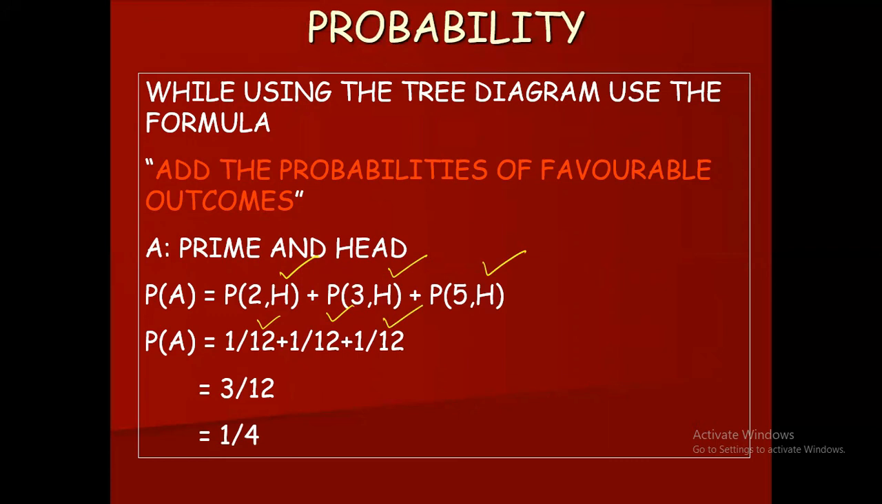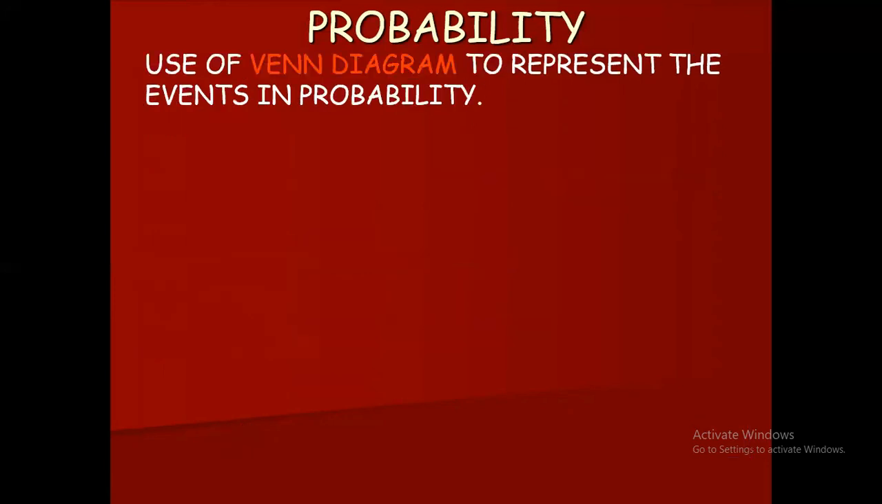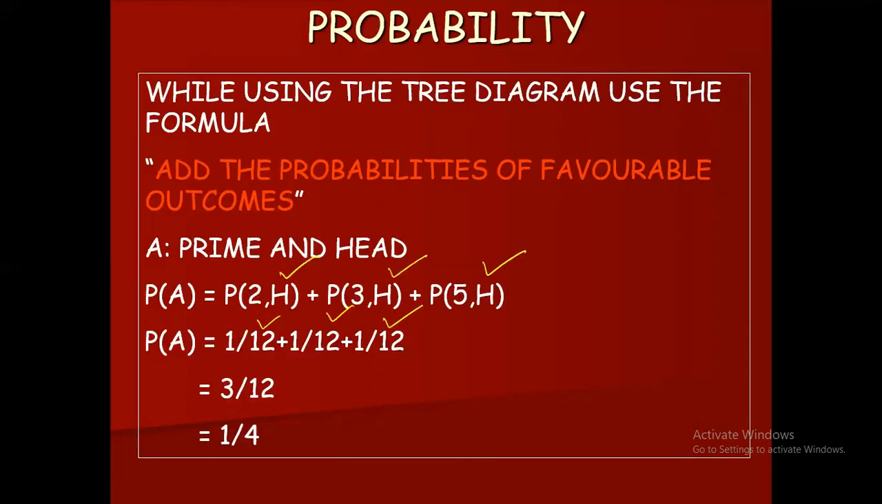So whenever we use the tree diagram, we will find the probability of an event with the help of the formula: add the probabilities of favorable outcomes. We can also use this formula in the possibility diagram. In this way, we can find the probabilities of an event with the help of a tree diagram. Okay. Thank you.